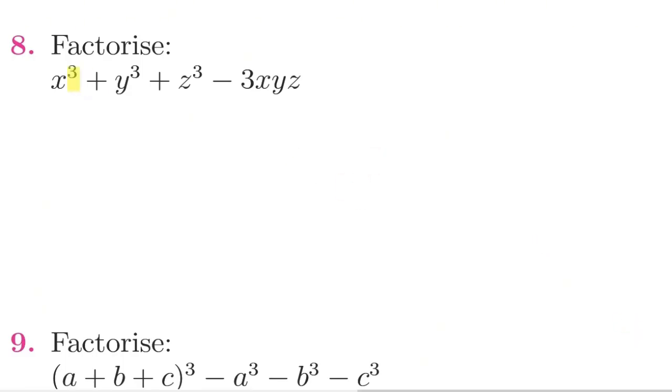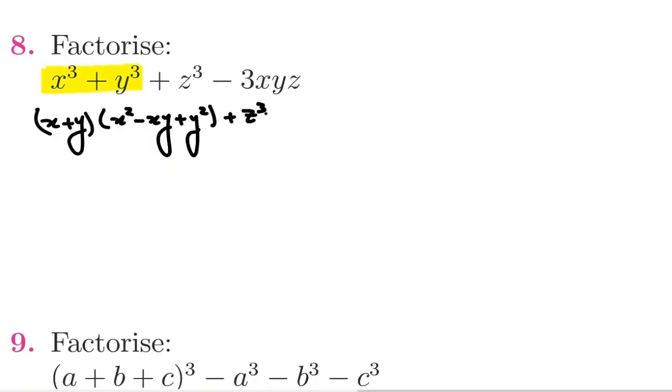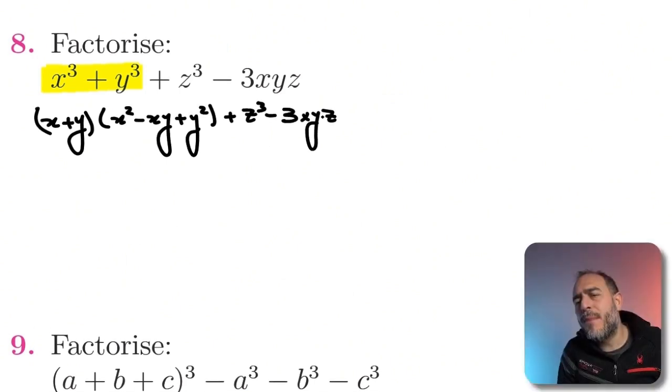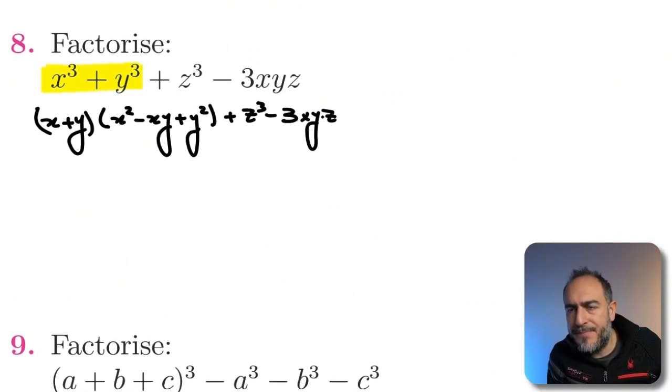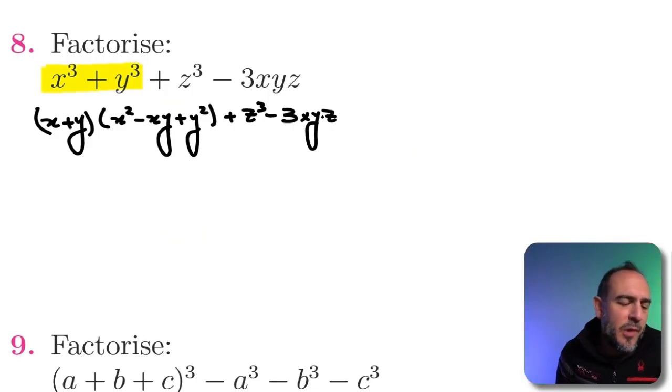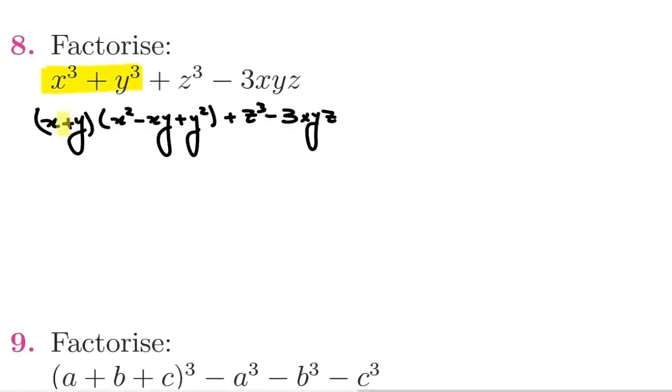What should we do here? First, let's factorize this expression. (x plus y) times (x squared minus xy plus y squared) plus z cubed minus 3xyz. We need to do it very carefully so that we don't make any mistakes. Now, how many different letters are there here? There are 3 letters in total. Maybe we can simplify things a bit more. For example, let's call x plus y k.